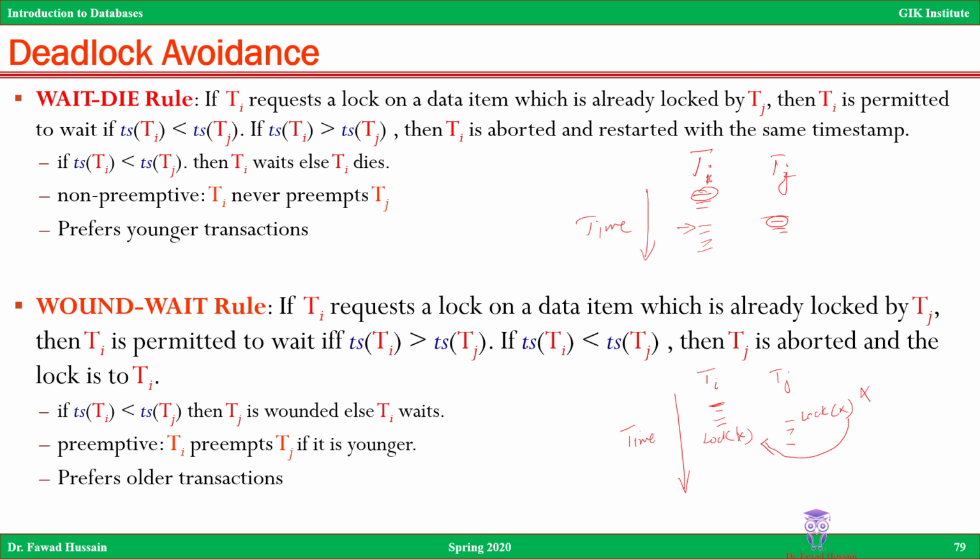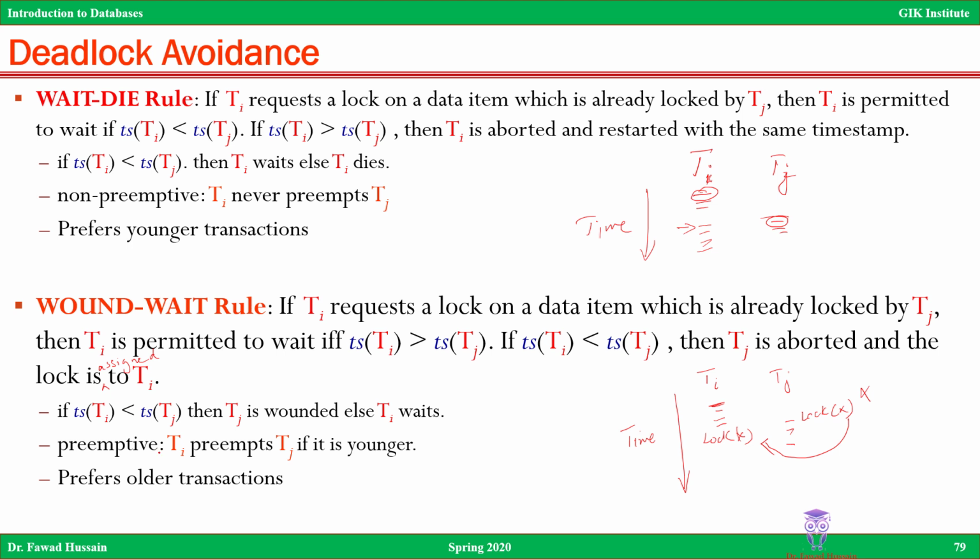So if the timestamp of ti is less than tj, then tj is aborted and the lock is assigned to ti. In this case, if ti is less than tj, then tj is wounded, else ti waits. So if this started later, it means it is wounded, it's going to be aborted. Otherwise, if this started later, then this is going to wait and let tj finish whatever it's doing.